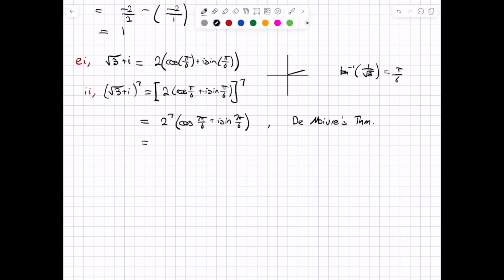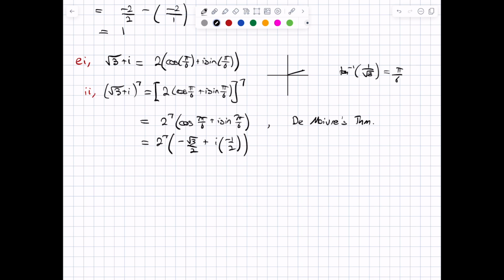So let's see if we can evaluate cos 7 pi on 6. Well, that's something that lives in the third quadrant, so we know that actually both sine and cos are going to be negative. Now, what is cos pi on 6? If it was in the first quadrant, it would be pi on 6. That's cos 30, which is root 3 on 2. But since it's in the third quadrant, I know it's going to be negative. And then it's going to be i times minus a half, because sine pi on 6 is equal to a half, but it's in the third quadrant, so it's negative.